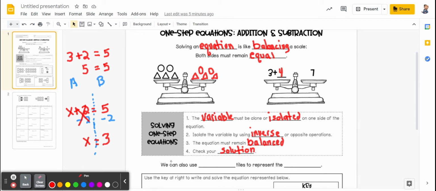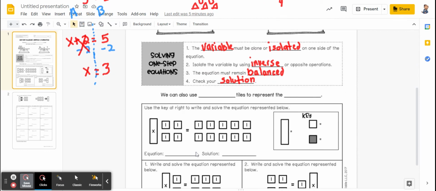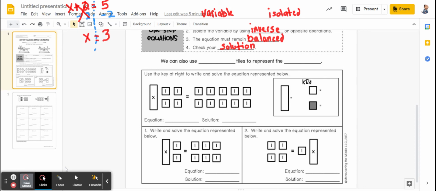All right, and let's go ahead and scroll down here to this other part. Let's see what it says here. Let me scroll down. There we go. It says you can use tiles to represent the equation. Okay, and so let's go here and pen again, and I'm going to do a different color. Okay, it says we can use algebra tiles. It's early in the morning, I'm sorry. Algebra tiles to represent the equation. Okay.